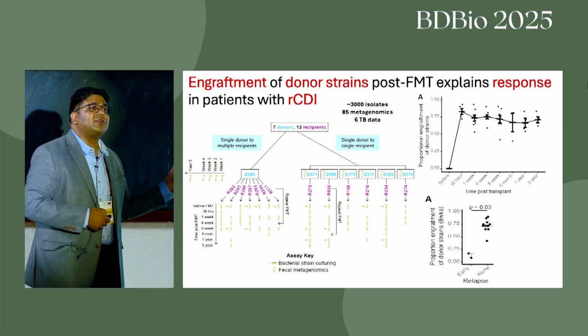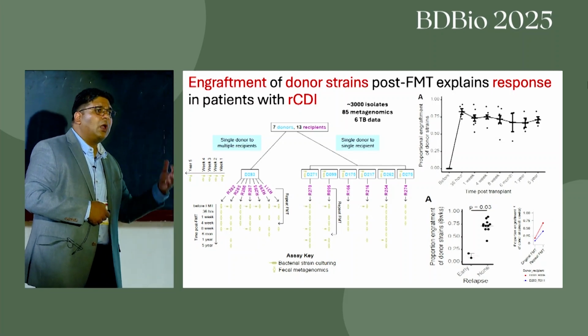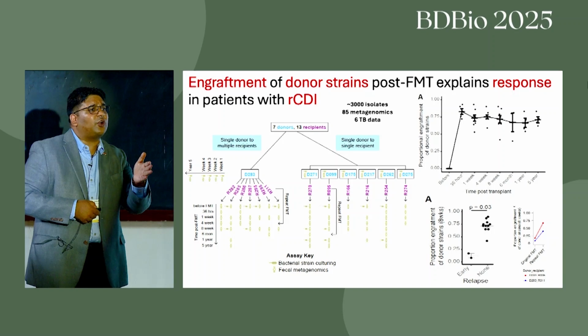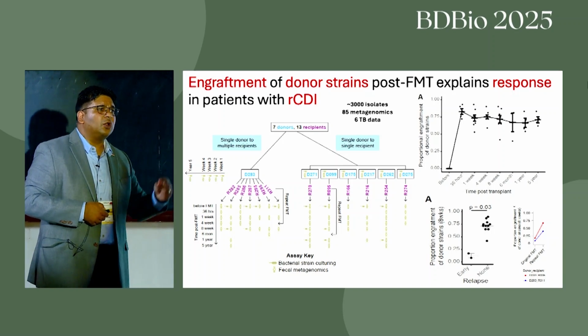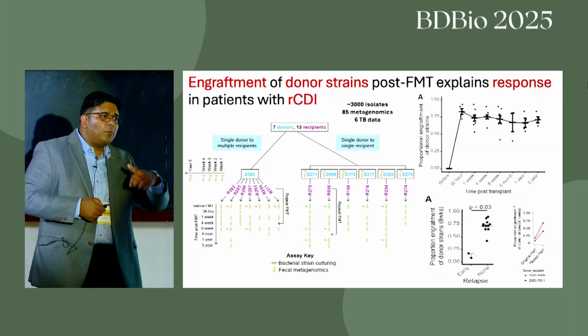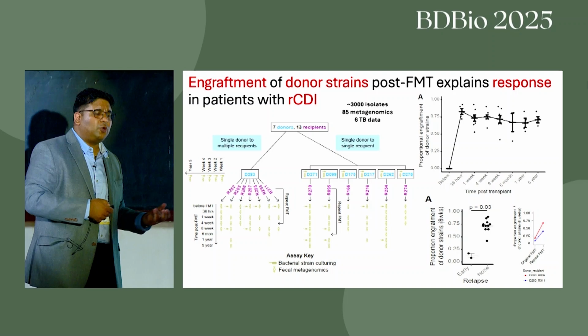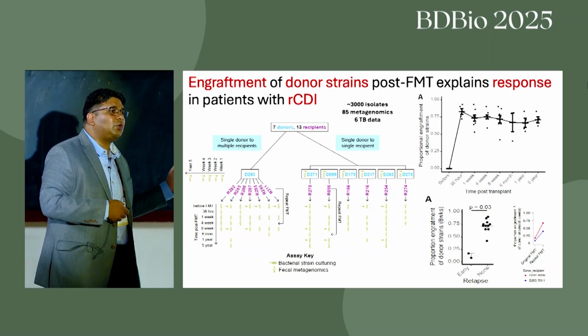It could explain response. And of course, if the FMT is unsuccessful, rather than patients waiting for a long time, we could tell beforehand that the engraftment is going down. So maybe in the personalized case, they need to take more stool capsules or get more enema doses. So this is the kind of approach that we want to use to answer the question.